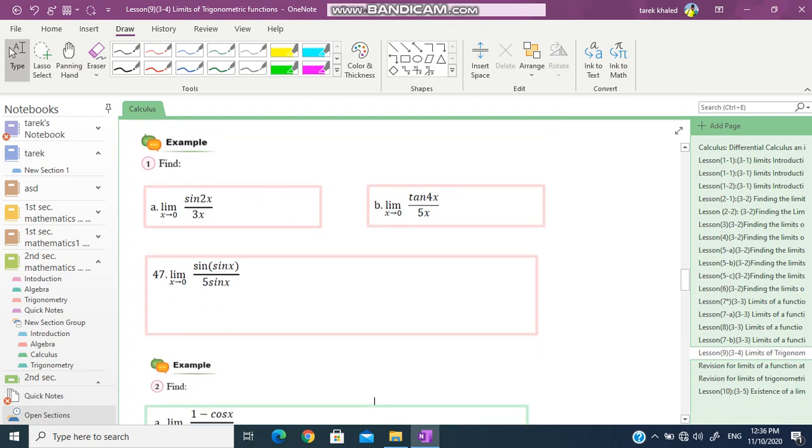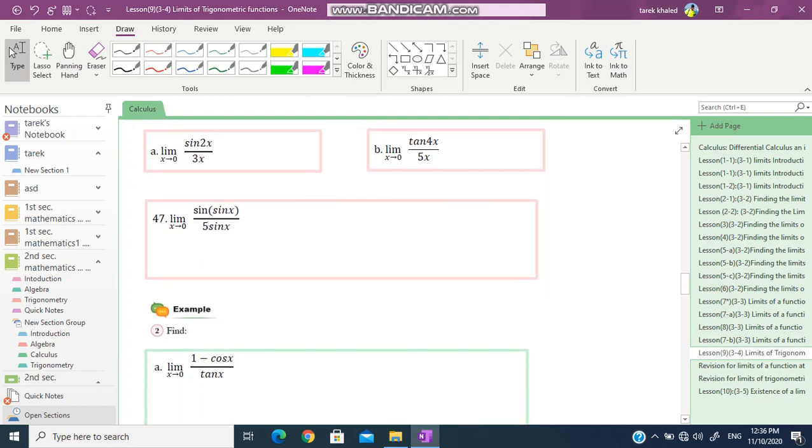The next one, tan 2x over 3x, or sine 2x over 3x. After substitution at x equals 0, f of 0 equals 0 over 0, an unspecified quantity. So the result of the limit as x approaches 0 of sine 2x over 3x equals 2 over 3. And here it equals 4 over 5.